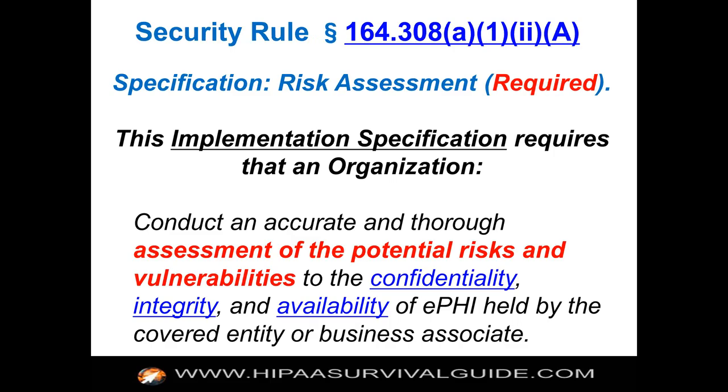We're talking about one of the total 18 or more implementation specifications in the security rule. This is the risk assessment that you've got to do to comply with the security rule. This is the risk assessment that you've got to do for meaningful use attestation stage one. I believe it's objective 15. This is what they're talking about. So any more questions before we go on?